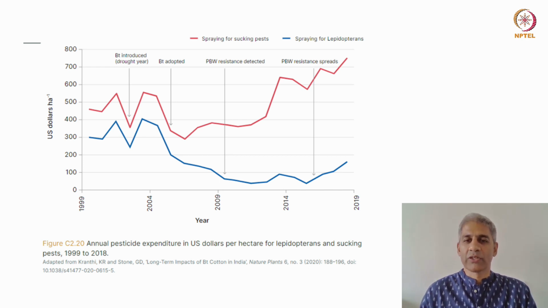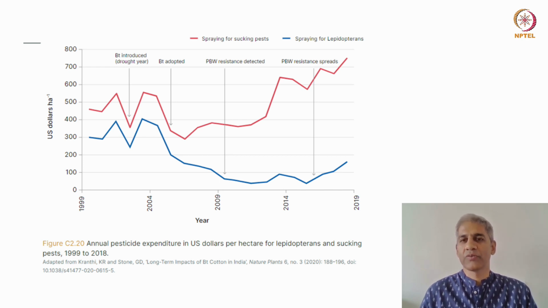So what the authors say is that with the introduction of BT, indeed there was a drop in the amount of money which was needed to be used for spraying for lepidopterans. But after a little while, farmers started to see that some of these pink bollworm species started to show resistance to these BT varieties being grown. So again, then you had to spray again for these pink bollworm pests. Along with that, if you look at the spraying for sucking insects, that started to show an increase, because with the decrease in these bollworms, you started to see other kinds of pests.